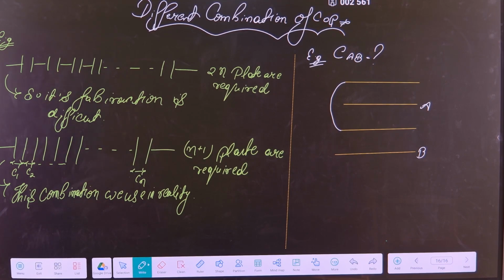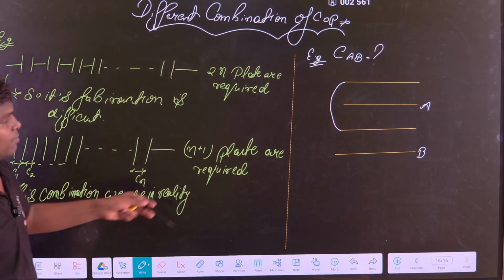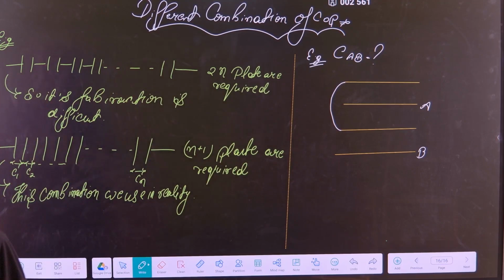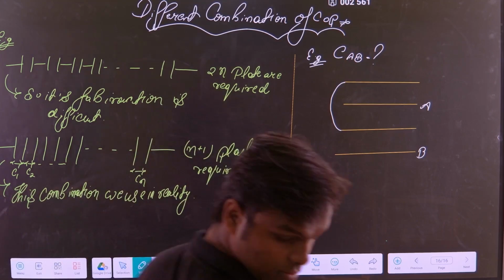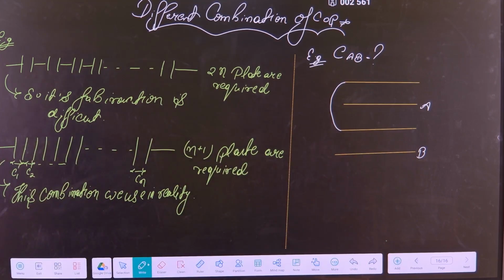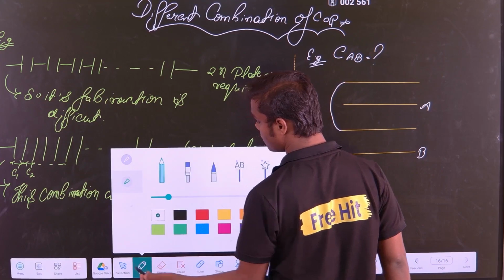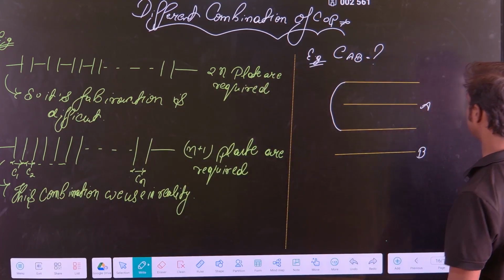Basically, now I have given you this combination. For this combination I have made the circuit here. You have to calculate CAB. Completed? Okay. So how will we calculate? It's very simple. What we have learned earlier, that same thing we are going to use.